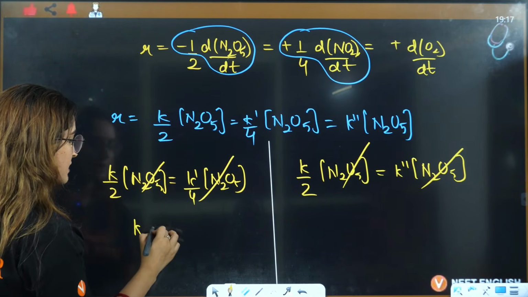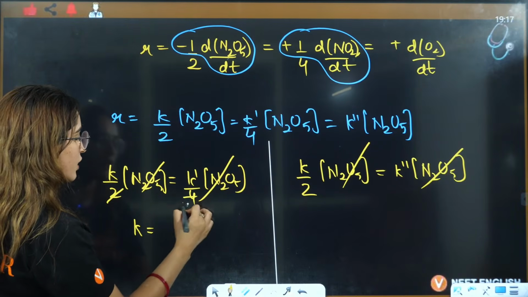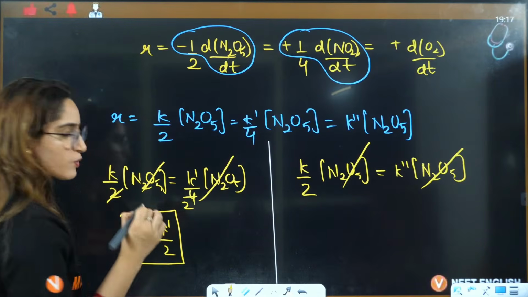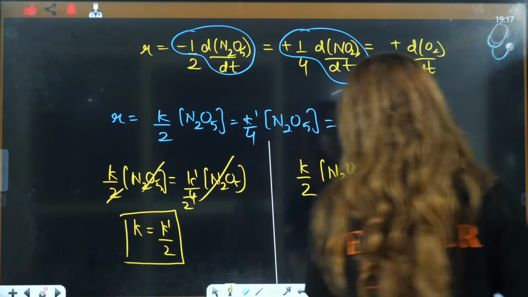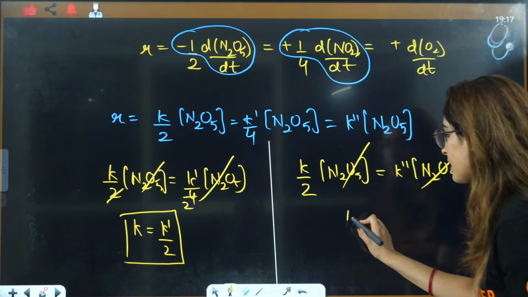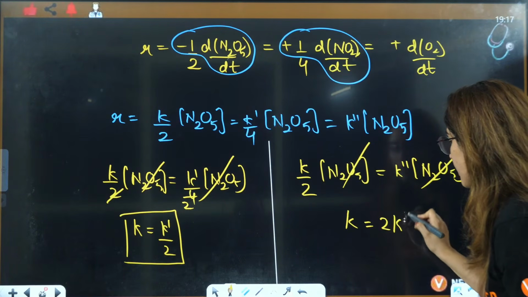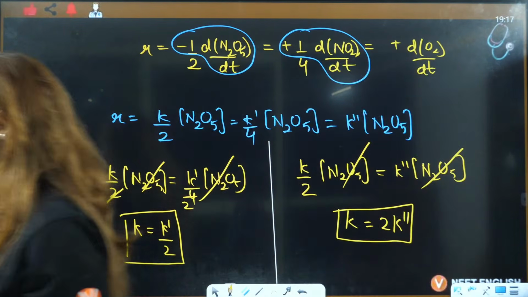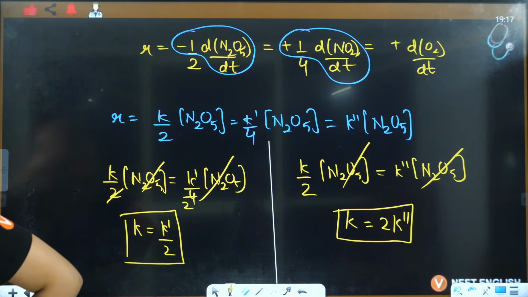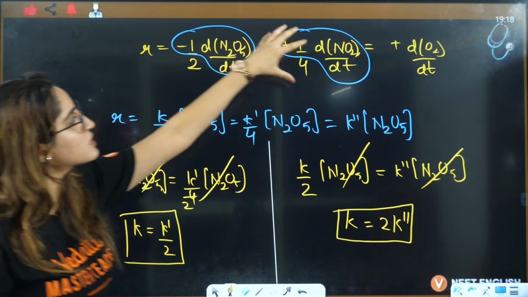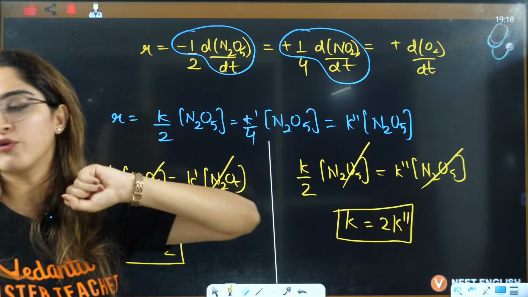So it will be K is equal to, this will cancel out, K dash by 2. K is equal to K dash by 2. And here it will be K by 4 N2O5, K double dash N2O5. So it will be K is equal to 4 into K double dash. Okay. Clear everybody? Yes. My bad, right? That is true. So here it will be K dash by 4 because this value they have given you. I forgot to write 4 there.